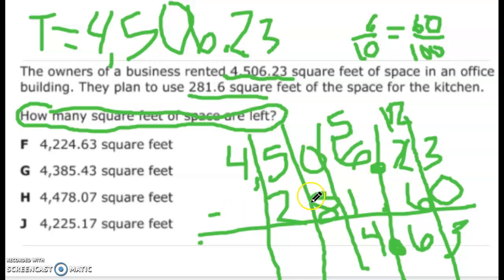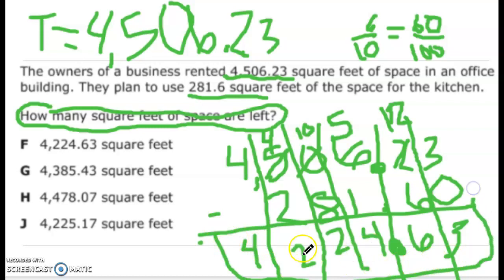0 minus 8, can't do that. My 5, I'm going to regroup. I'm going to take 100 away, so that gives me 4 hundreds. I'm going to add it to the tens place, which will give me 10 tens. 10 minus 8 is 2. 4 minus 2 is 2. 4 minus 0 is 4. So our answer is 4,224 and 63 hundredths. So F.